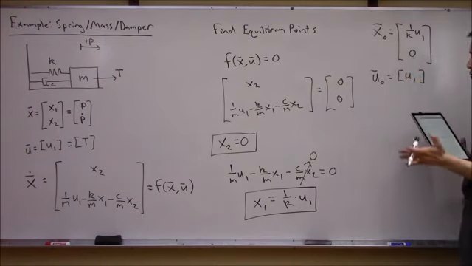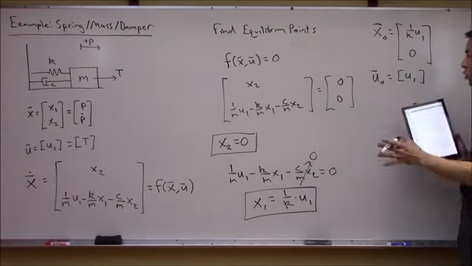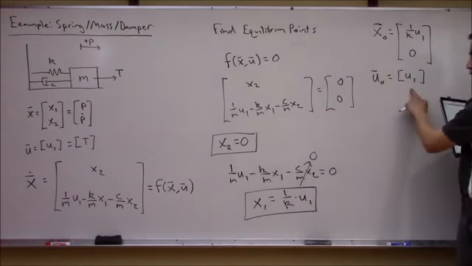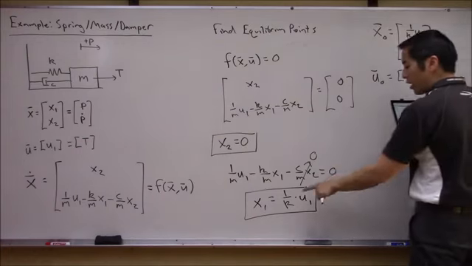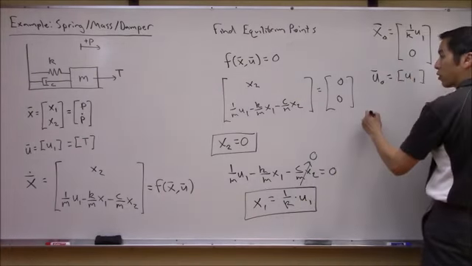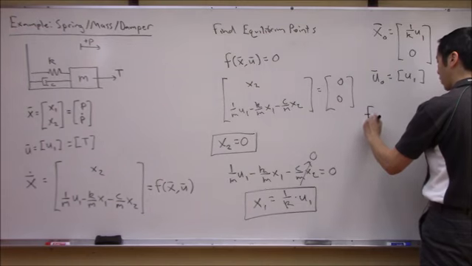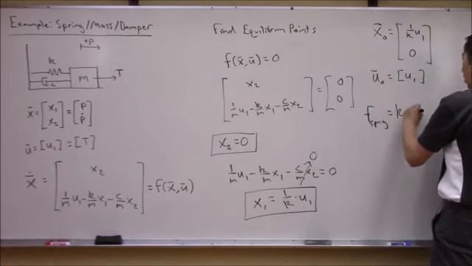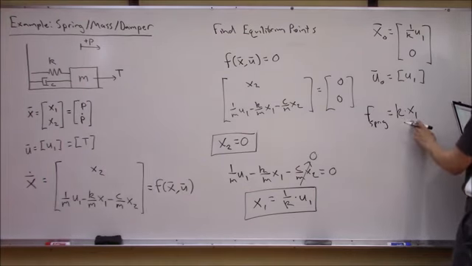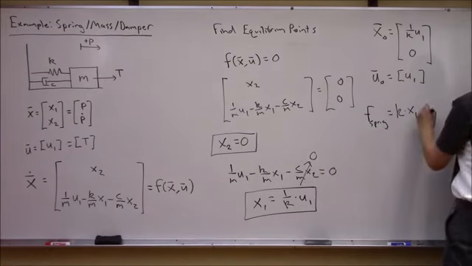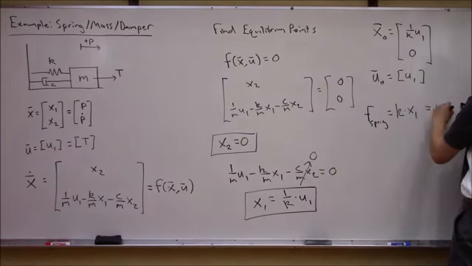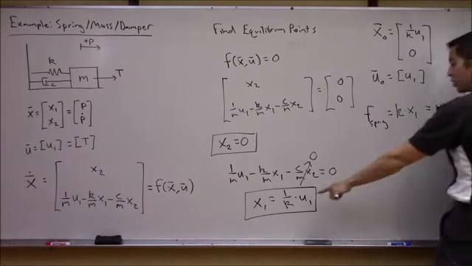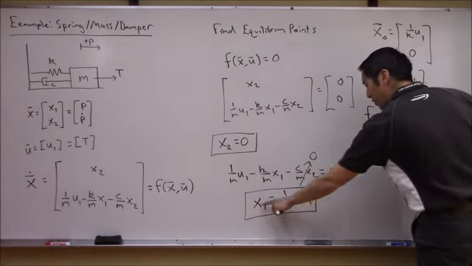And again, this makes good physical intuitive sense. What this is basically saying is that at equilibrium, the force by the spring, isn't that k times x1? It's the spring constant times its deflection. And this spring force has to equal u1. Isn't that what this relationship is saying? u1 is equal to k times x1.